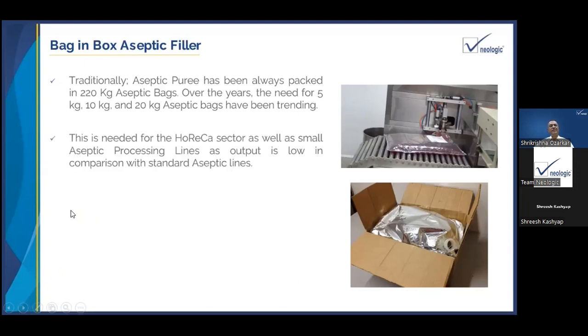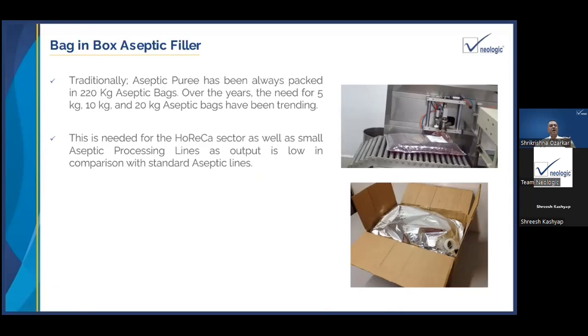This was needed basically for the HoReCa sector as well as small aseptic processing lines, as the output is low in comparison with standard aseptic lines. Try to understand, the filling time always depends on the sterilizer, or the capacity of the sterilizer. It's the time to change the bag. Now, to change the bag of 3 kg, 5 kg, 10 kg, 20 kg, or even 220 kg, the same amount of time is required.